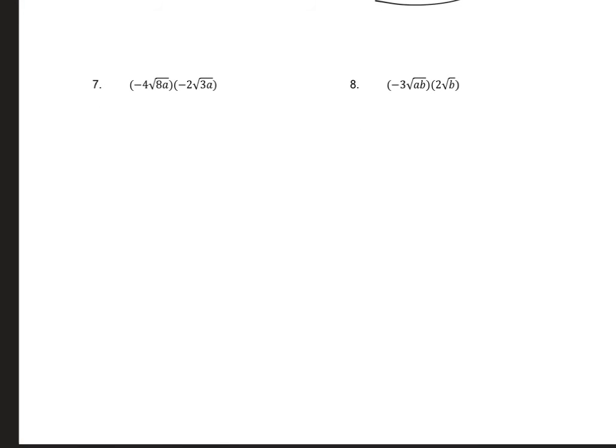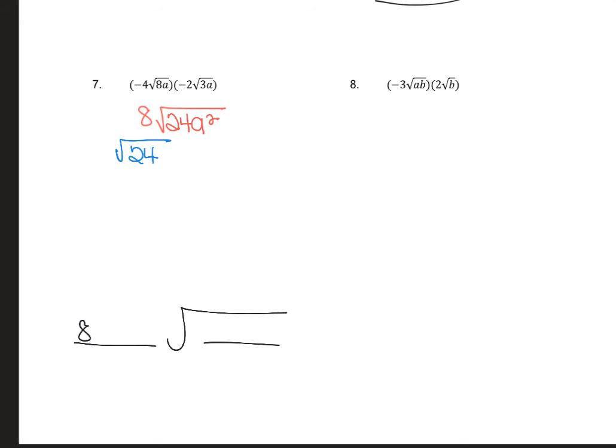All right, the next one, putting it together. -4 times -2 is positive 8. Root 8 times 3 is 24. A times A is A squared. Again, liking that template, especially for that front number. I know I need an 8 there, and now I can focus on the rest. So I can focus on the root 24. I can focus on the A squared. I know that A squared, those are going to cancel, leaving me with an A, and it's going to be on the outside.